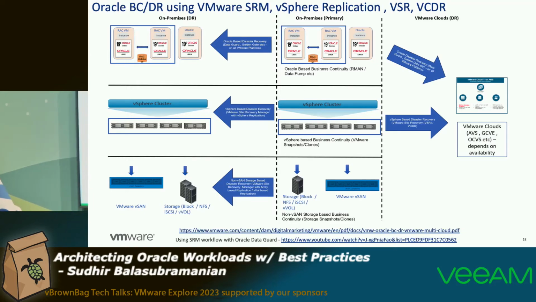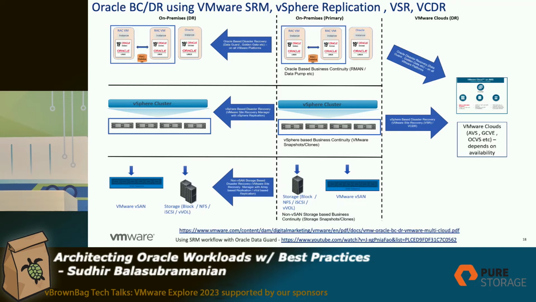If you have to go to the cloud, it's the same thing. You could use GoldenGate, or you can use Data Guard from an application perspective, or you could use what's known as VSR. VSR is just a marketing term. It's vSphere Replication at the end of the day. That's all it is, right? Or you could use VCDR. I'm sure you have heard of VCDR as well, right?